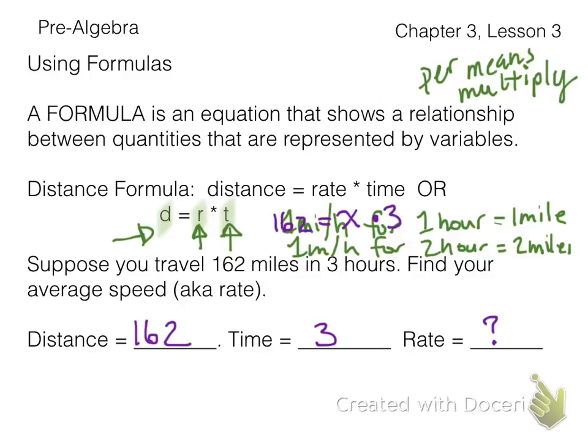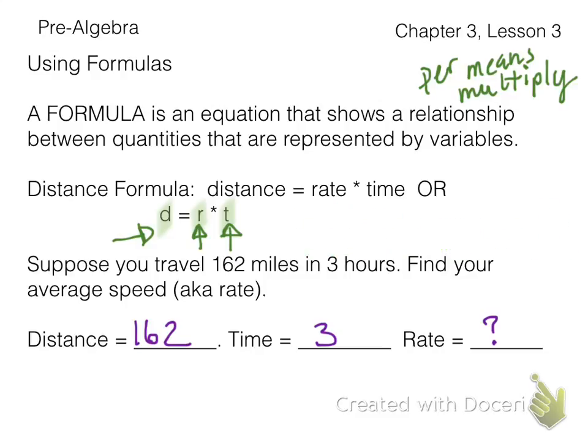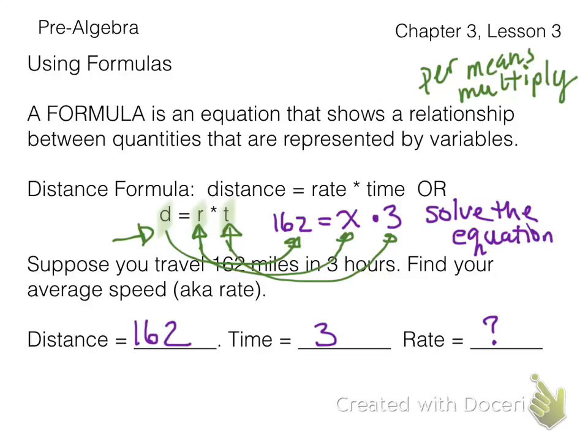So what I'm going to do is plug this into an equation where distance is D, which is 162. My rate is my variable, and my time is 3. So we're going to solve the equation.